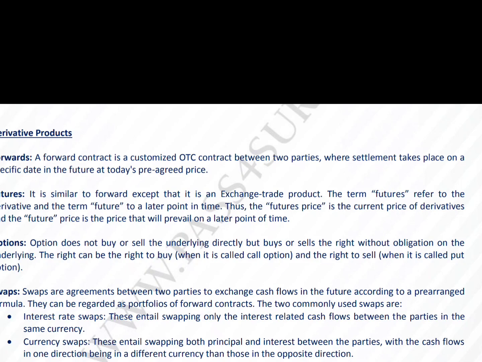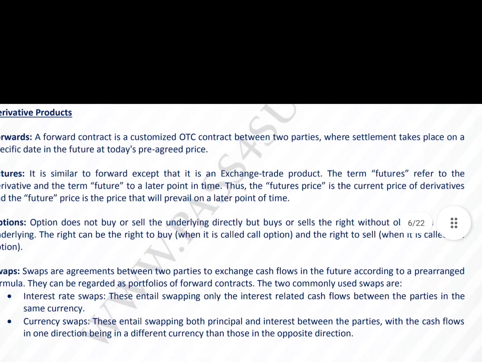A forward contract is customized. You have to learn this term: customized. A forward contract is a customized OTC contract between two parties where settlement takes place on a specific date in the future at today's pre-agreed price. You have to learn two things: customized and pre-agreed price.